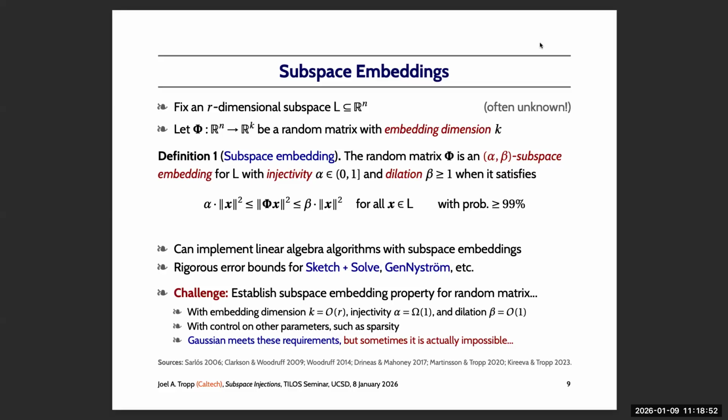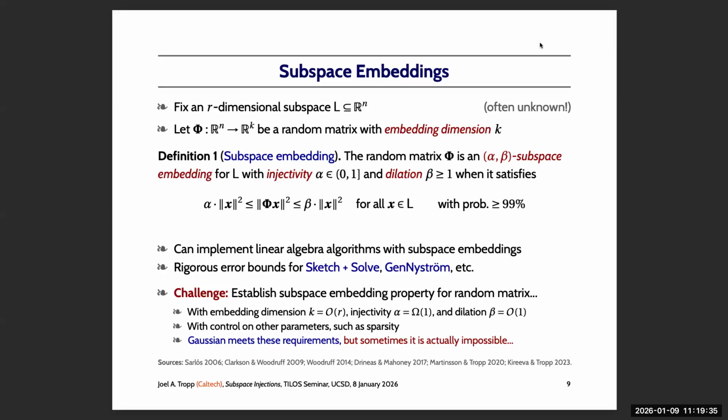Now, it turns out that you can implement lots of linear algebra algorithms using randomized subspace embeddings. When you have this property, it serves as a black box primitive for proving theorems about algorithms that use these subspace embeddings. So if you have a subspace embedding, the algorithm is guaranteed to work. And so you can get rigorous error bounds for sketch and solve for regression, for low rank matrix approximation, and for a variety of other algorithms. So this is the standard technology that people use in randomized linear algebra.